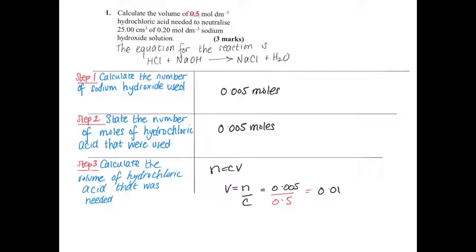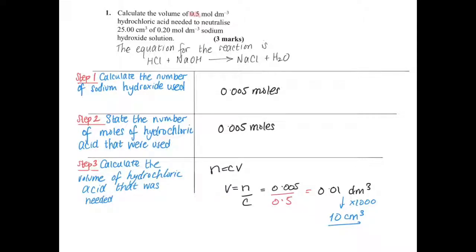0.01. Now, because we've converted things into decimetres cubed, the units of this answer are decimetres cubed. So it's 0.01 decimetres cubed. Since chemists and normal people tend to think of things in centimetres cubed, to go from decimetres cubed into centimetres cubed, we're going to times by 1,000. And 0.01 times 1,000 gives us an answer of 10, and the units for this are centimetres cubed.